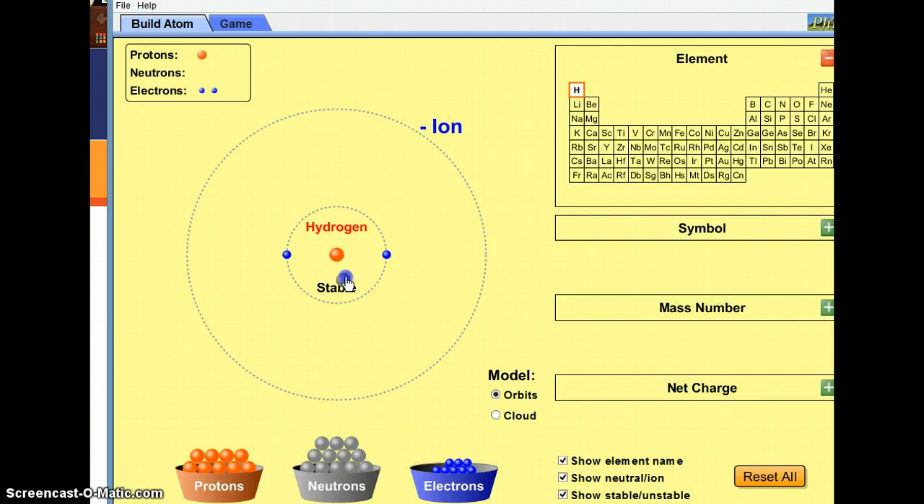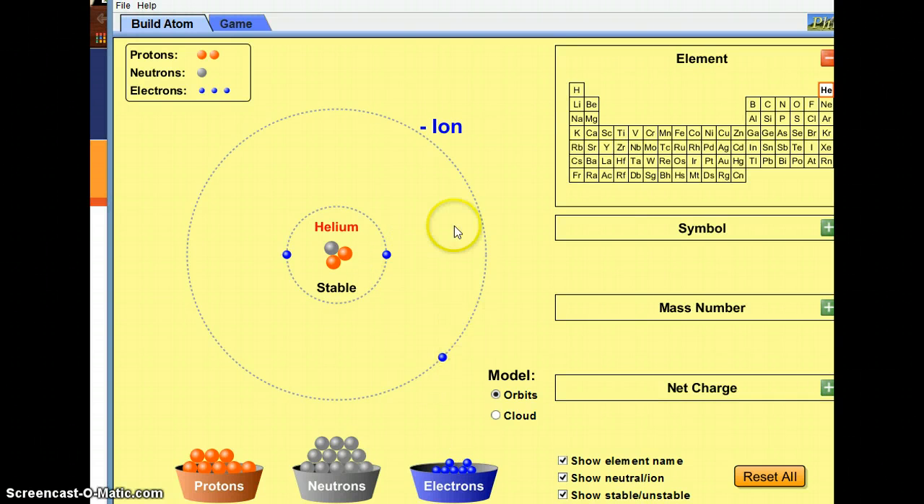I can also add neutrons to make sure that the nucleus stays stable. If I add another proton, though, I've created helium. It's still stable even with only one neutron, and we still have the two electrons, so it's still a neutral atom. If I add a third electron, what do you think would happen?